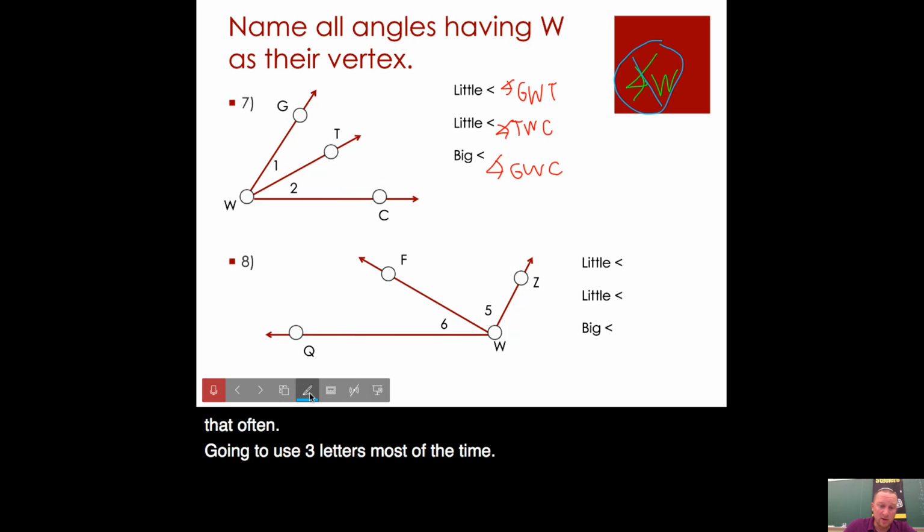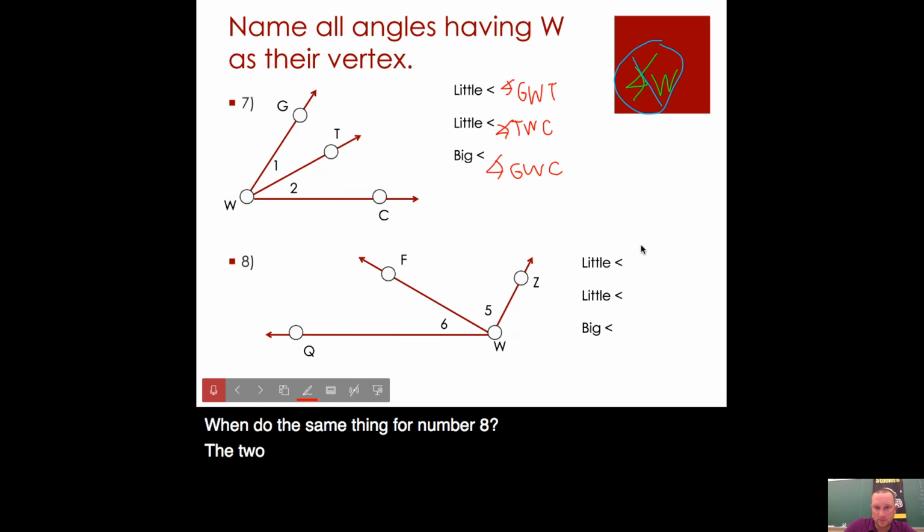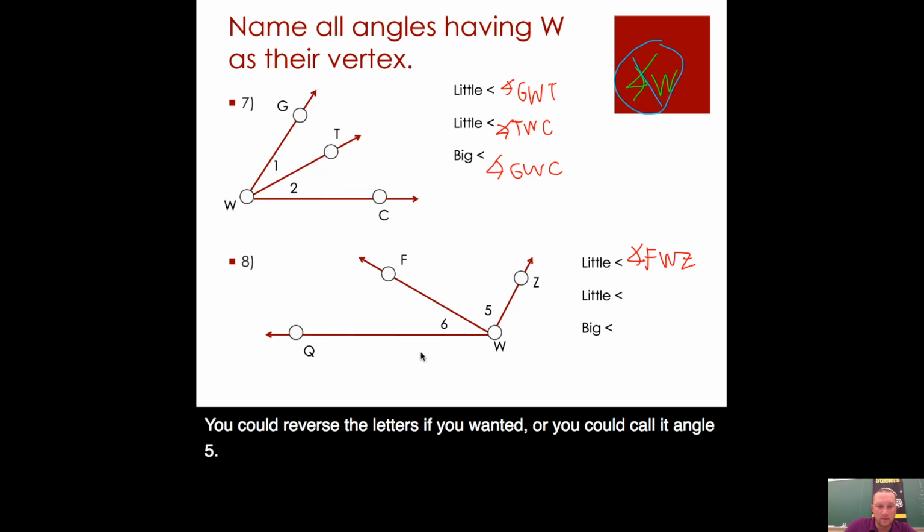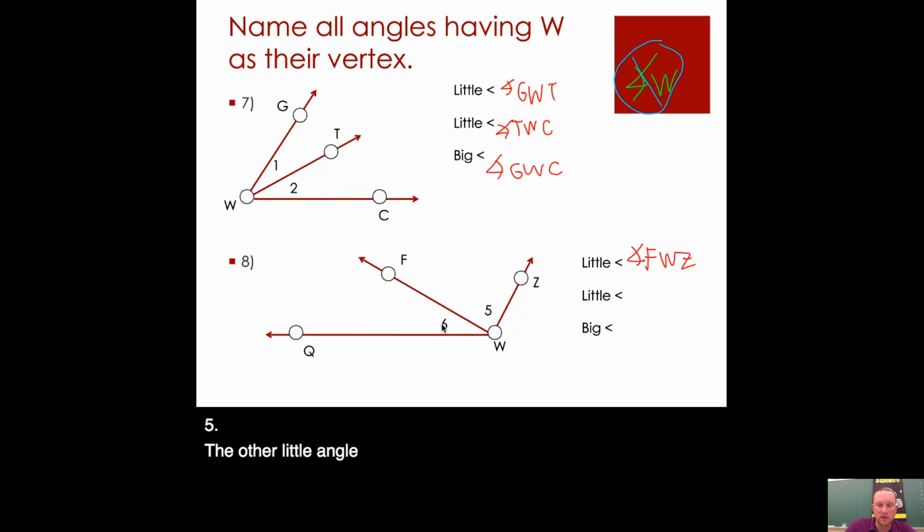I'm going to do the same thing for number 8. The 2 little angles would be angle FWZ. You could reverse the letters if you wanted, or you could call it angle 5. The other little angle would be angle 6 over here. We'll call that angle FWQ.